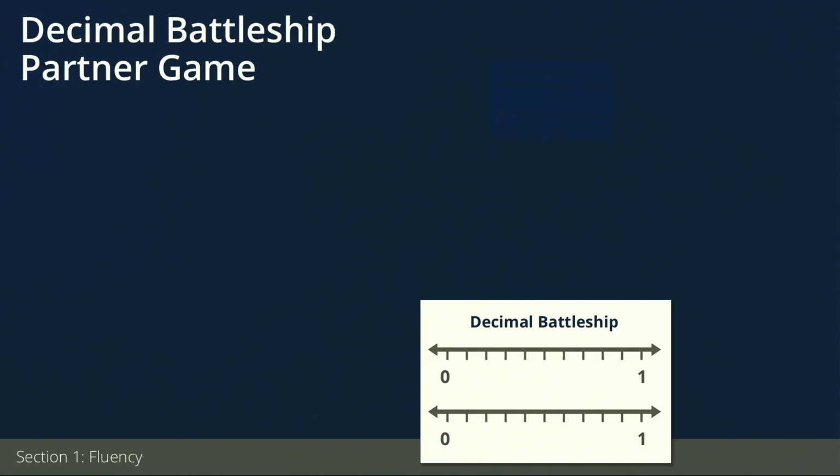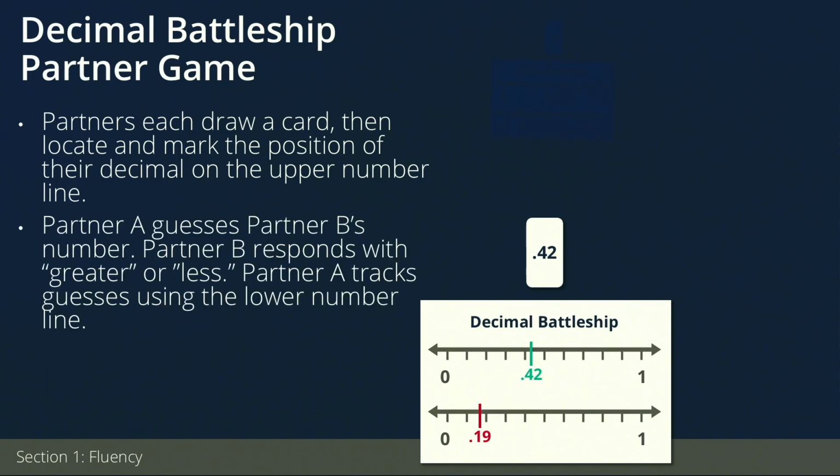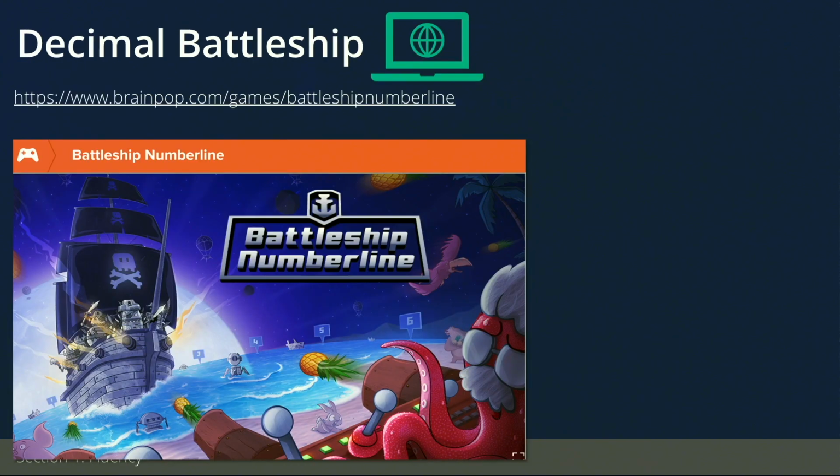Another activity you might want to consider for fluency is decimal battleship. This is a partner game. Here, partners are going to draw a card. Well, one partner will draw a card, and then they will mark the position of that on an upper number line. And then the other partner will try to guess that partner's number. So maybe the partner says, is it 19 hundredths? And partner B would say, no, it's greater. And then partner A will track their guesses with their lower number line. And they keep going until one partner guesses the other partner's decimal.